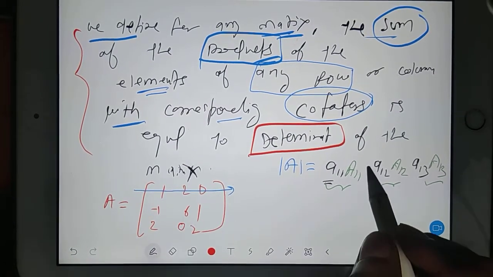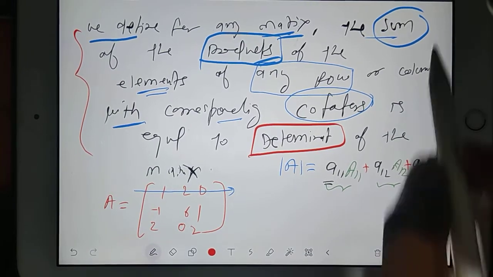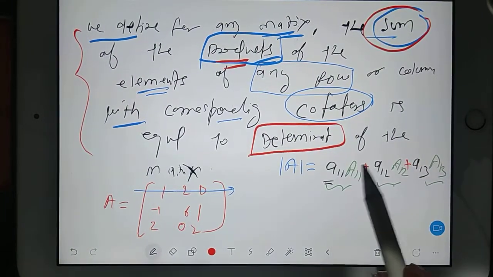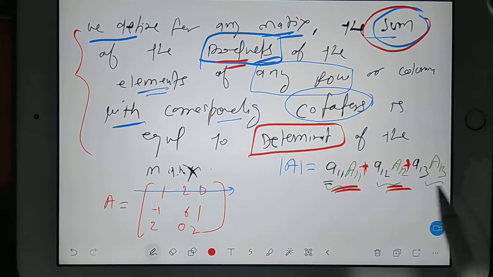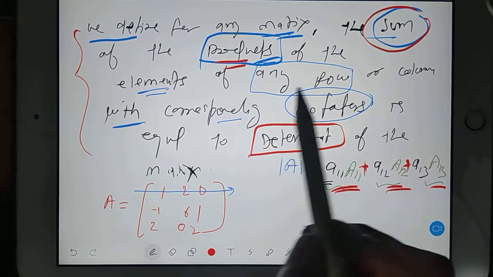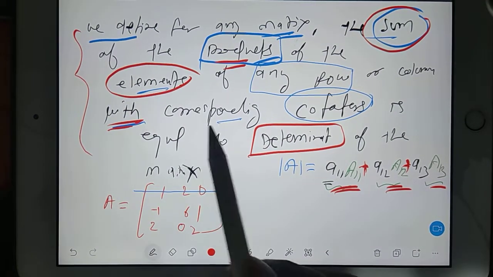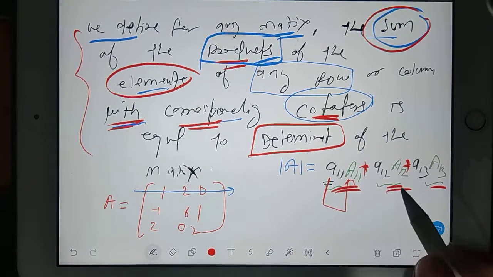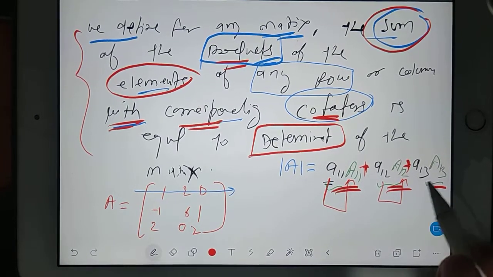Now that product I will go for sum. Okay, so sum of what? Sum of products. Products of what? Products of elements with corresponding cofactors. So A11 with corresponding A11, A12 with corresponding A12, right? Clear.